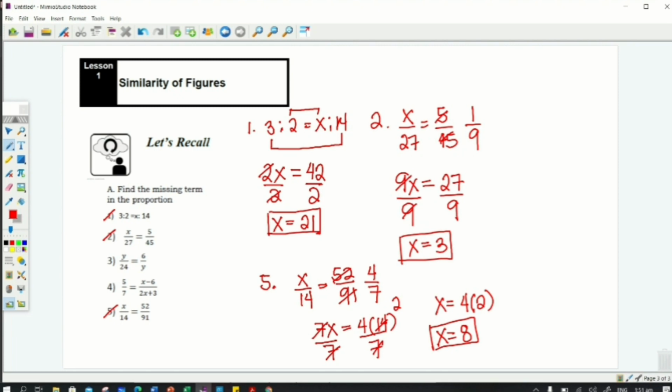Okay, so I hope that at this point alam na natin kung paano mag-solve ng missing term ng proportion. And we will now proceed with our lesson, which is similarity of figures.